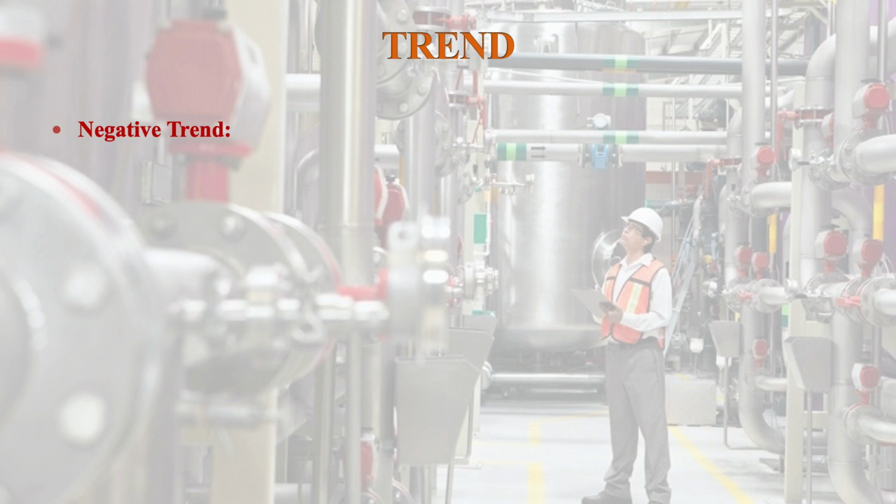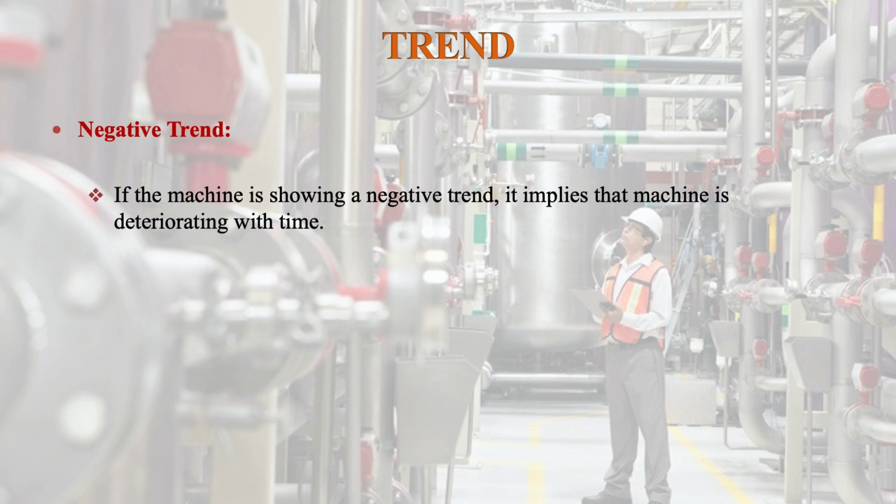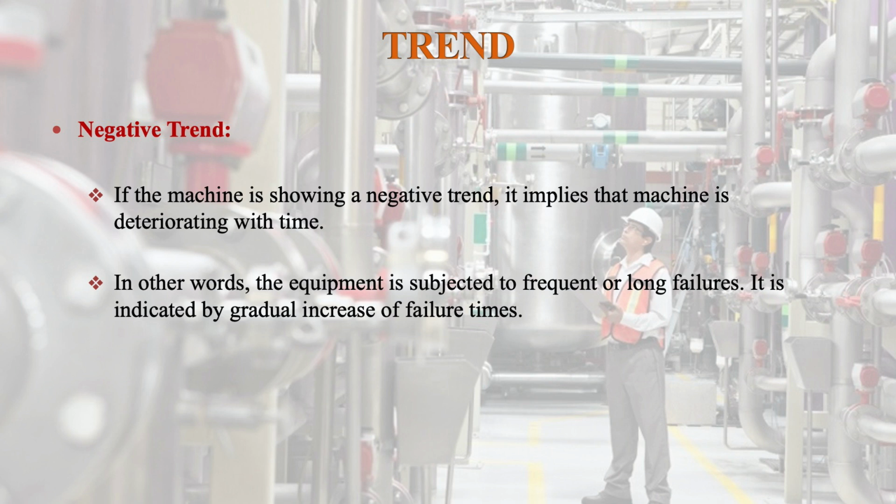Then negative trend. If the machine is showing a negative trend, it implies that the machine is deteriorating with time. In other words, the equipment is subjected to frequent or long failures. It is indicated by a gradual decrease of failure times. If time is increasing, the deterioration is also increasing. That is known as a negative trend.